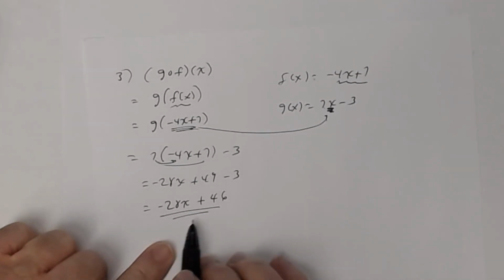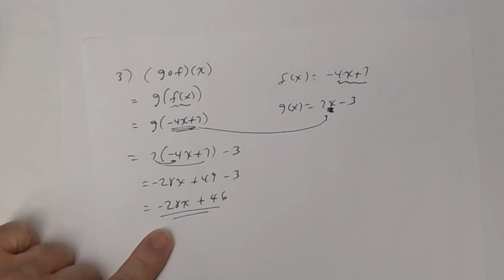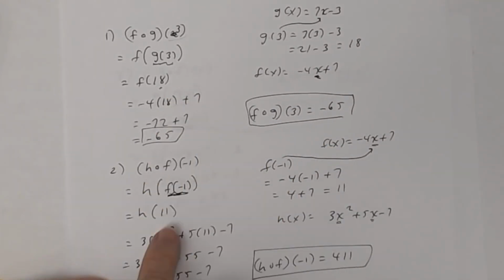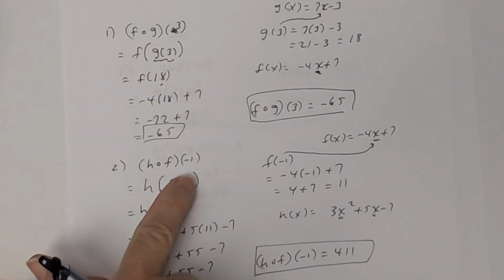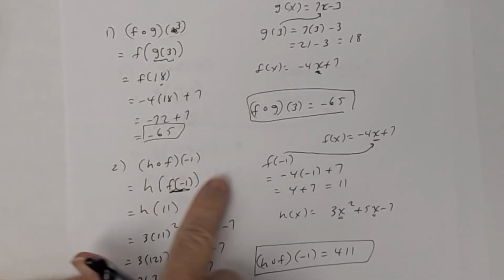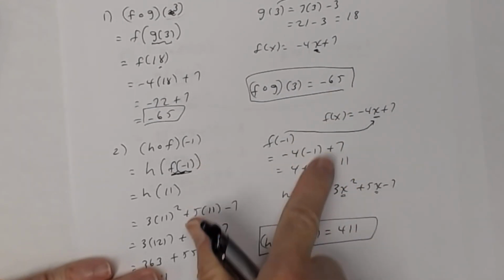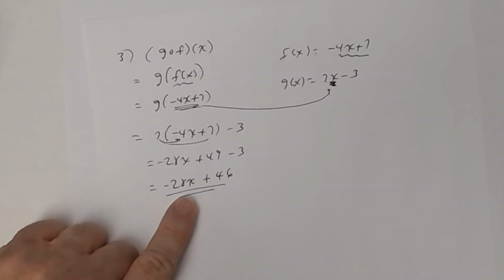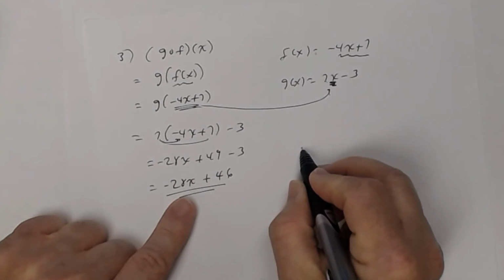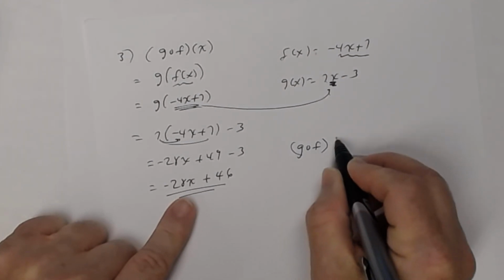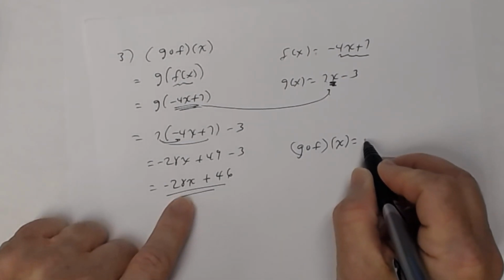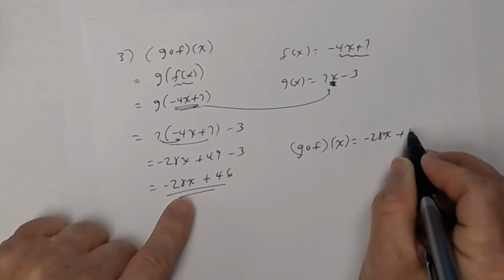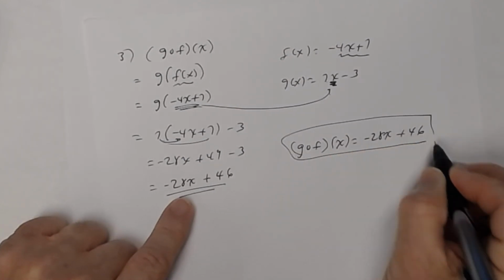So notice a variable expression. Whereas in the first two, when I was evaluating these compositions at a number, I ended up with numbers as the answer. Here I end up with a variable expression. So G composed with F at x is equal to negative 28x plus 46.